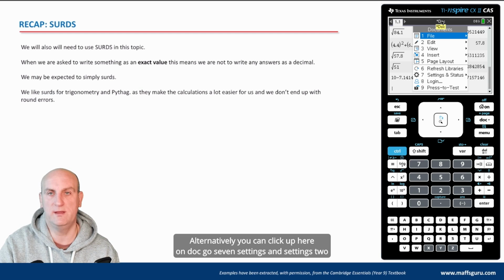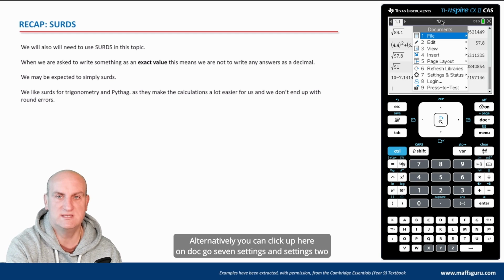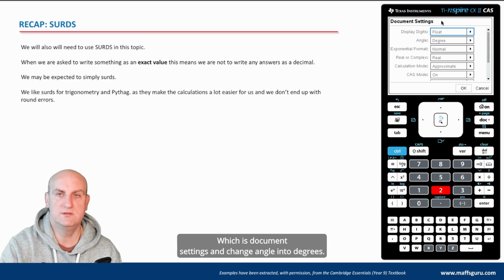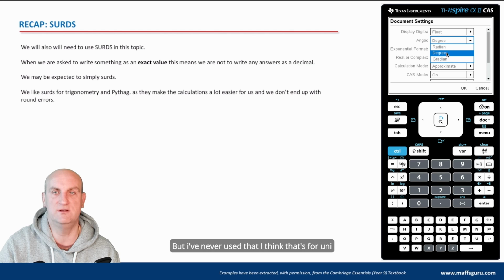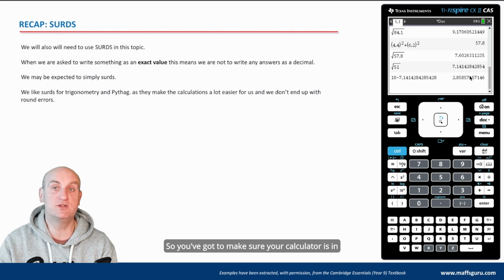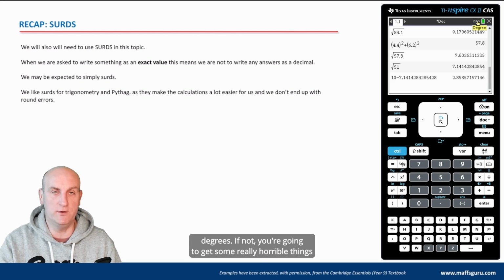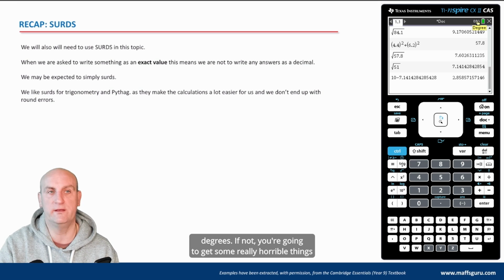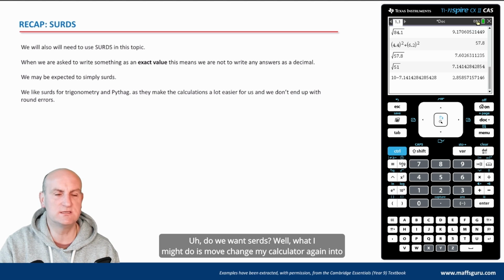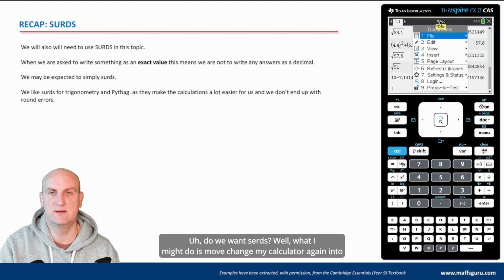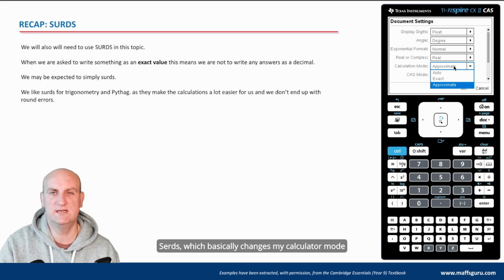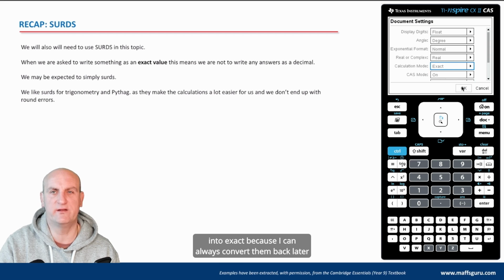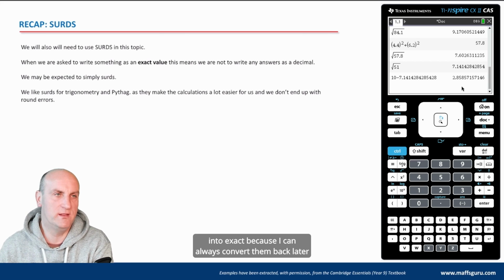Alternatively, you can click up here on dock, go 7, settings and settings, 2, which is document settings, and change angle into degrees. You'll notice there's always a third one called gradients, but I've never used that. I think that's for uni. So you've got to make sure your calculator is in degrees. If not, you're going to get some really horrible things. Do we want surds? What I might do is change my calculator into surds, which changes my calculator mode into exact, because I can always convert them back later.